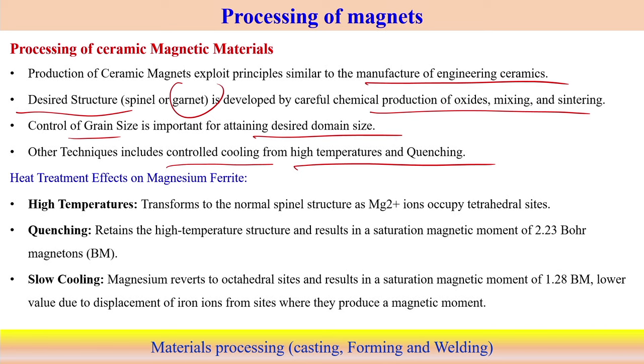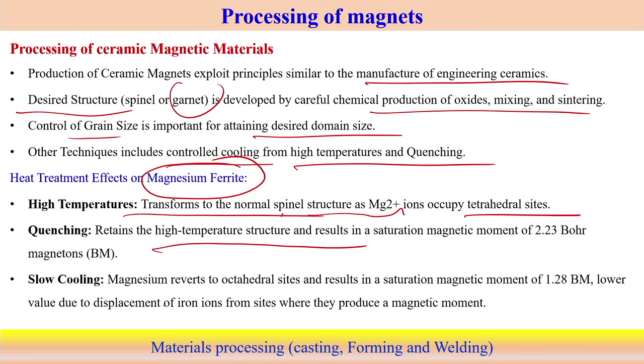But what is the heat treatment effect on magnesium ferrite? For example, one material is magnesium ferrite. In this case, if we process the magnesium ferrite at high temperature, it transforms to the normal spinel structure, where Mg++ ions take the tetrahedral sites. So tetrahedral sites are taken at high temperature. But when you perform the quenching operation, quenching meaning rapid cooling, it will try to retain this high temperature structure.